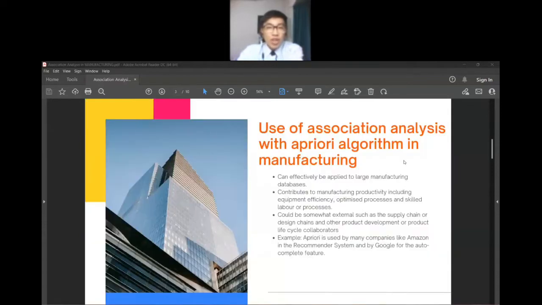Next, in terms of manufacturing, the use of association analysis with the Apriori algorithm can be applied to large manufacturing databases. It contributes to manufacturing productivity, including equipment efficiency, optimized processes, and scale labor of processes. It could also be somewhat external, such as the supply chain or design chains and the other product development or product lifecycle collaborators. For instance, Apriori is used by many companies like Amazon in the recommender system and by Google for the autocomplete feature.